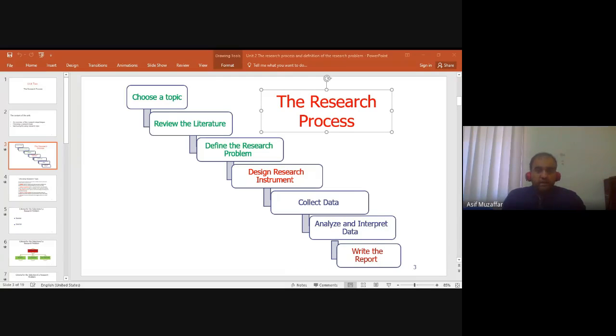Research papers, not articles. Okay. So articles mean some newspapers. Newspaper research is also there, but most of the time for academic research, you will find the research papers which have been published in different journals.